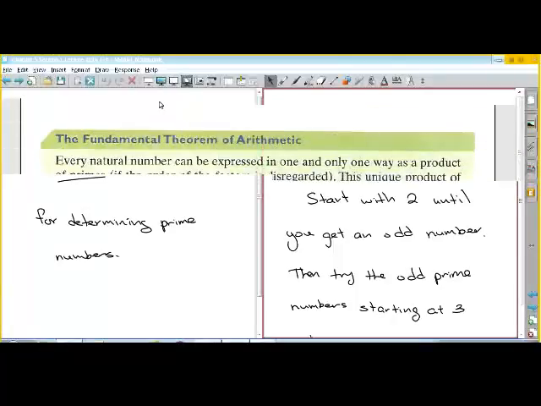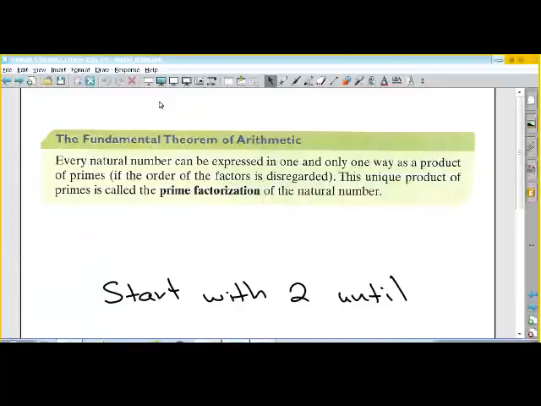Now, part of this section talks about something called the fundamental theorem of arithmetic. Each part of math has some fundamental theorem. The fundamental theorem of arithmetic says that every natural number can be expressed in one and only one way as a product of prime numbers. This unique product of primes is called the prime factorization of a natural number. So that's what we're going to talk about next: how do you come up with the prime factorization for any number.